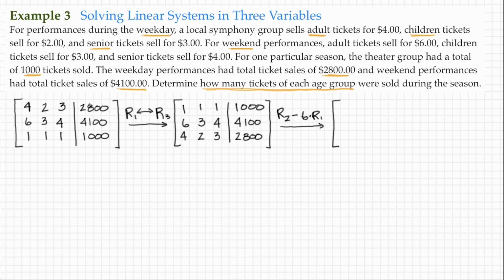One times 6 is 6. 6 minus 6, 0. That's the whole idea, right? 1 times 6 is 6. 3 minus 6, negative 3. And 1 times 6 is 6. 4 minus 6, negative 2. Put in our vertical line. 1,000 times 6 is 6,000. 4,100 minus 6,000 is negative 1,900. Put in our bracket and fill in the rest.